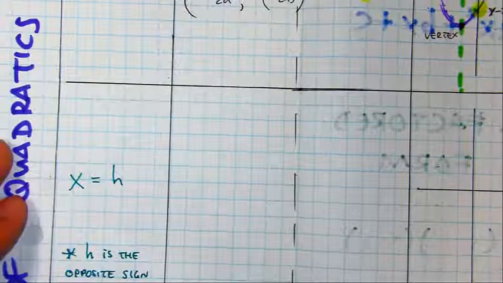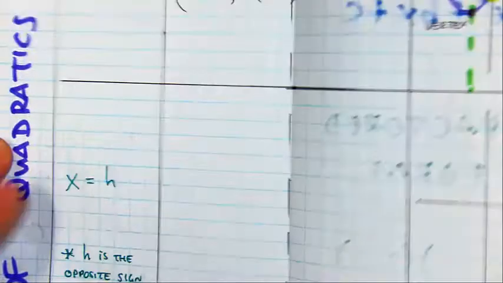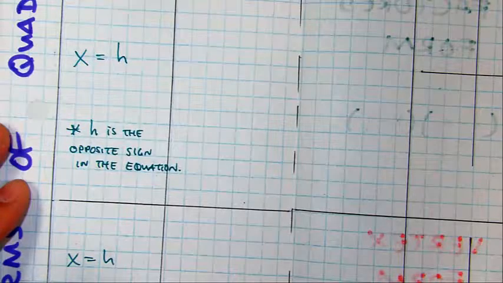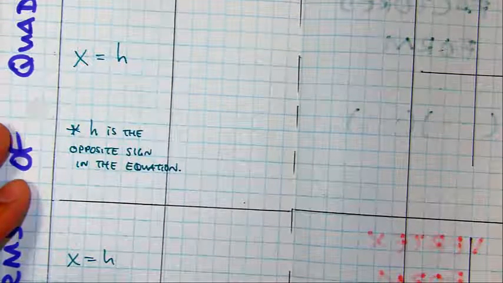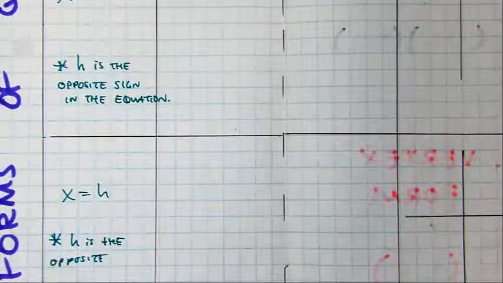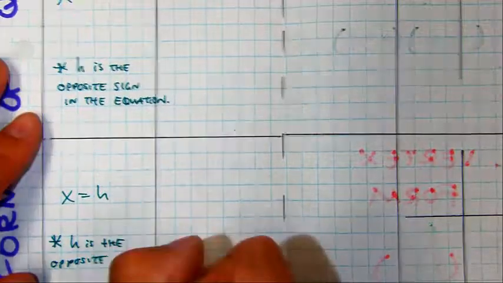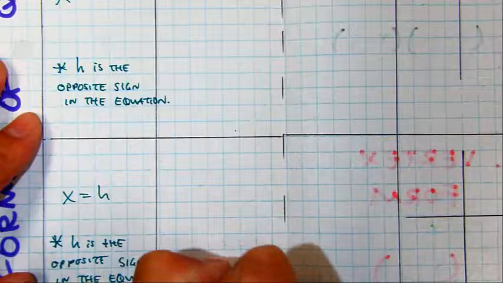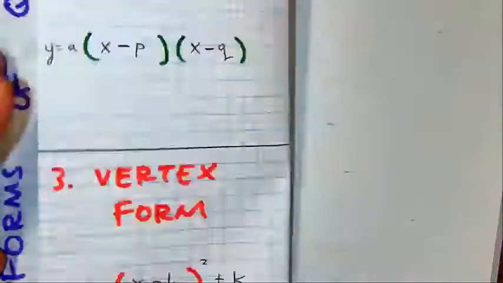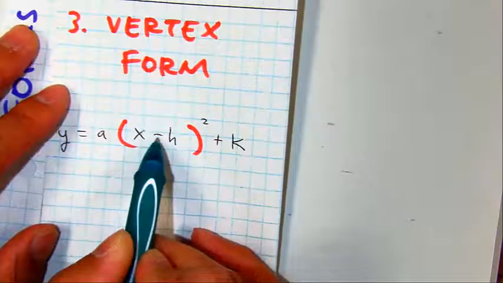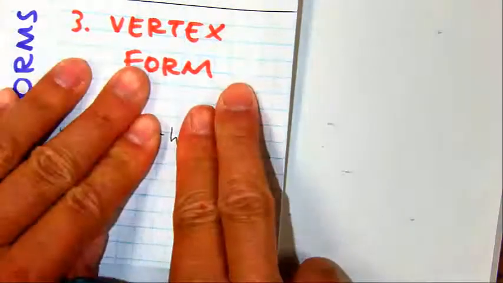What does that mean? If you flip back, whoops, that was the wrong one. This is supposed to be down here. X minus h. H is the opposite sign in the equation. So a common mistake here is to think that this always has to have a minus sign, so the h value is just like this.